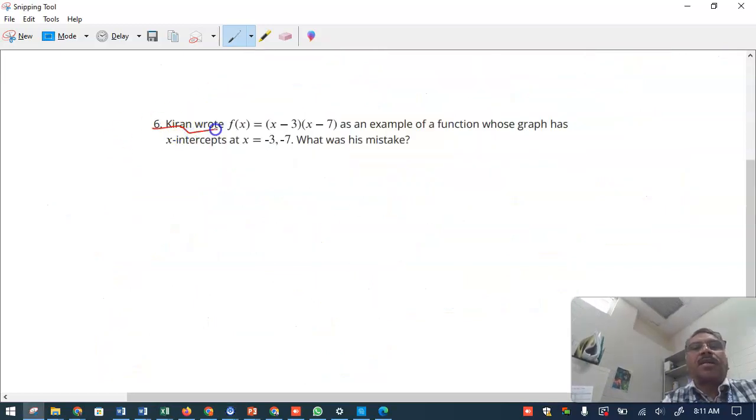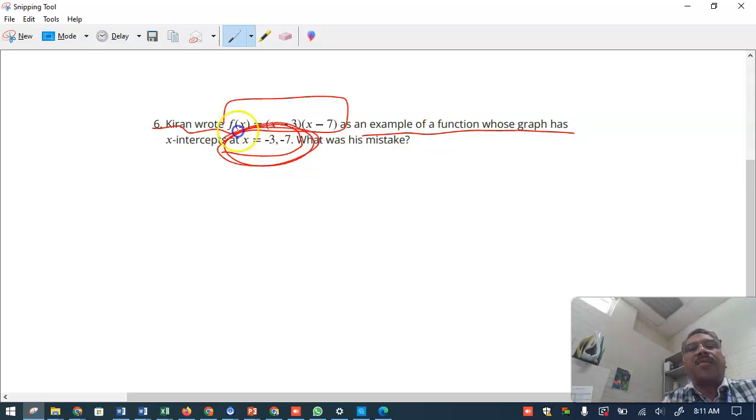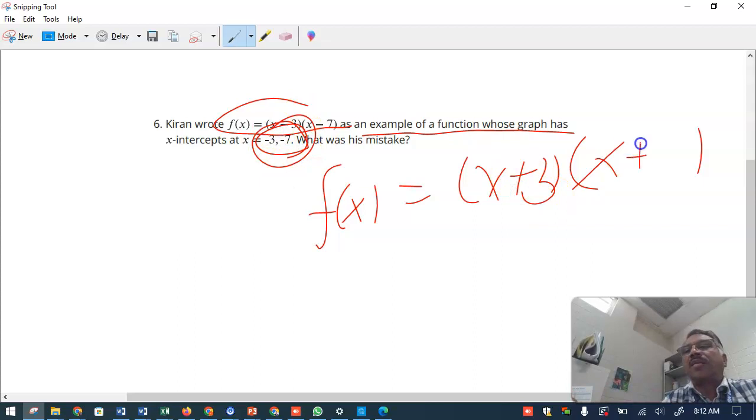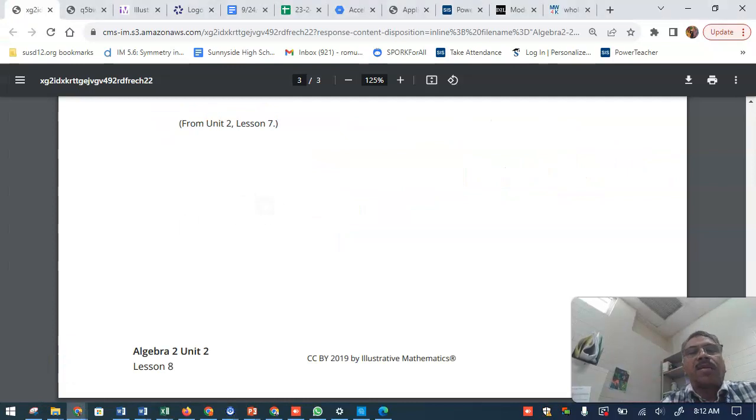So this is an example. He writes this as an example for a function whose graph. Remember when I did the same thing. His mistake here was, what mistake does he do, is he should be taking the opposite, right? When you write this, he has to write the opposite of the x. If it is minus 3, put plus 3. If it is minus 7, put plus 7. So that's the mistake Kiran did in making this equation.